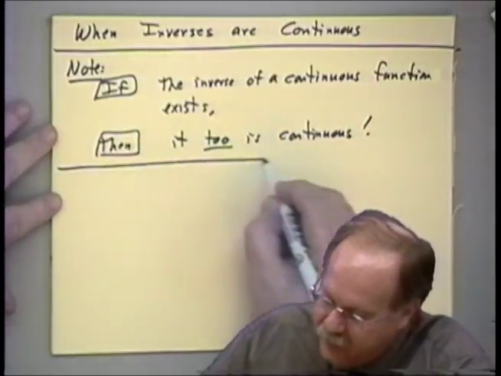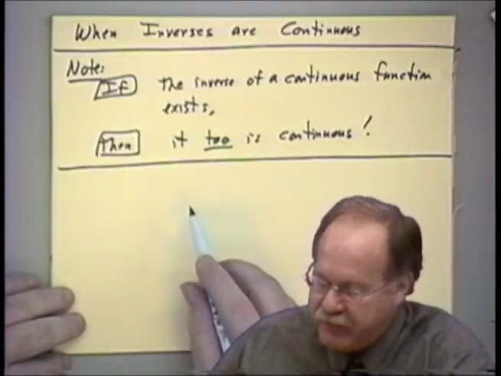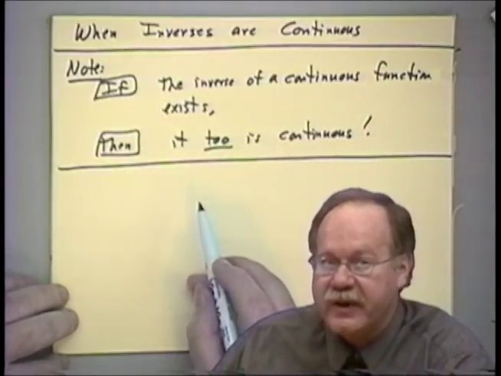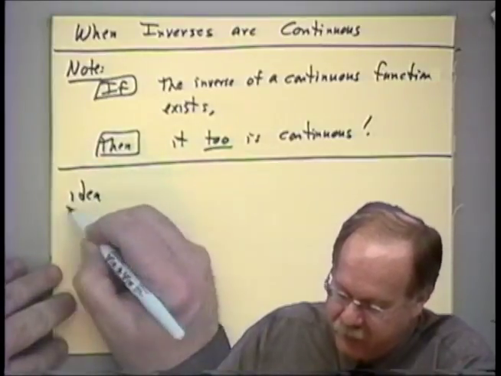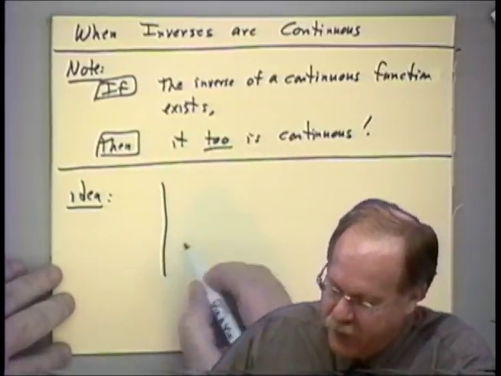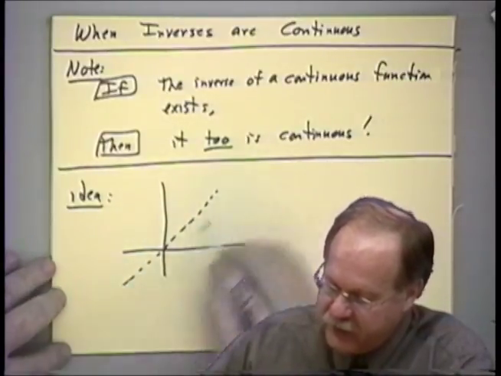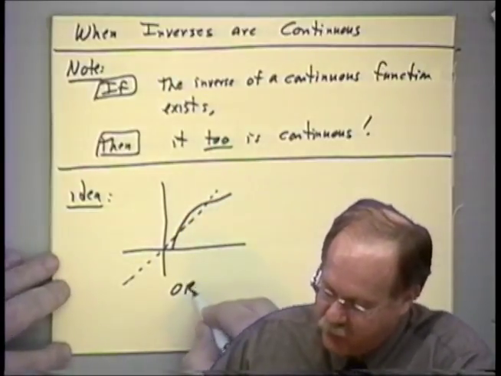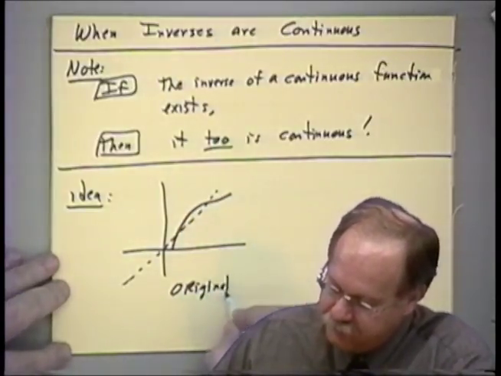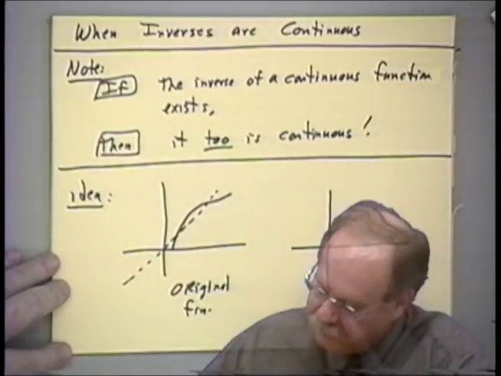So this is like another operation you can perform on a continuous function. If the function happens to have an inverse, then its inverse too is continuous. And the idea is very simple. If you remember, when we looked at graphs of functions that had inverses, for example, a function like this one, if this were the original function, then how would we get the graph of the inverse?